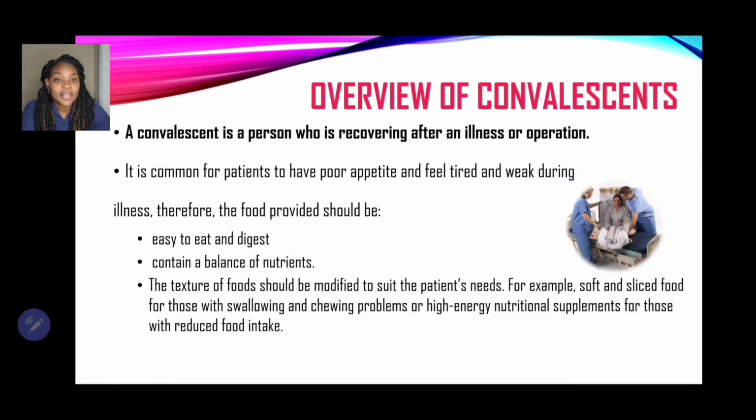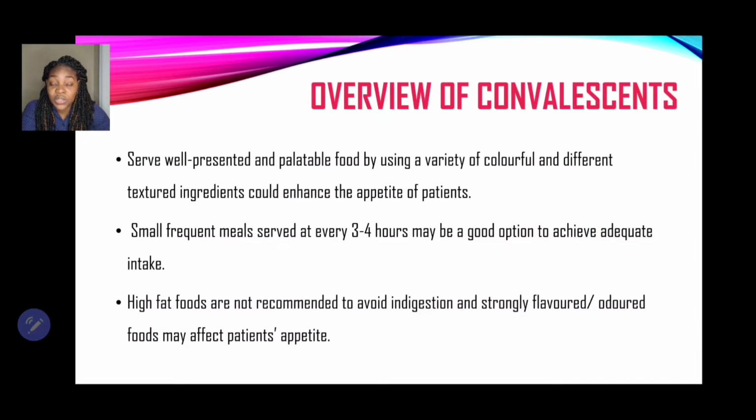It is common for patients to have poor appetite and feel tired and weak during illness. Therefore, the food provided should be easy to eat and digest, and contain a balance of nutrients. The texture of foods should be modified to suit the patient's needs. For example, soft and sliced food for those with swallowing and chewing problems, or high energy nutritional supplements for those with reduced food intake. Now, these are the guidelines that we should consider when we're planning and preparing meals for convalescents.